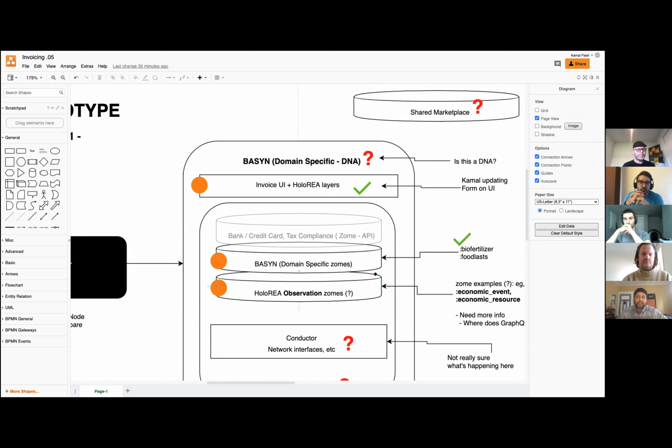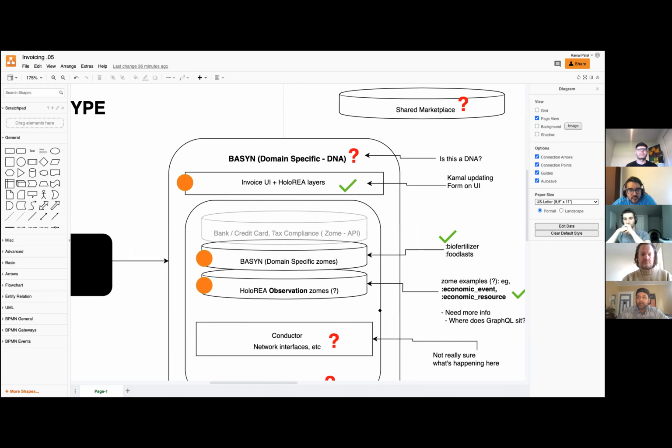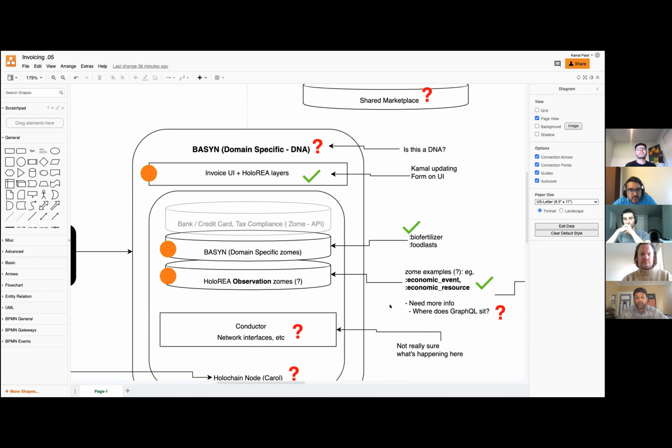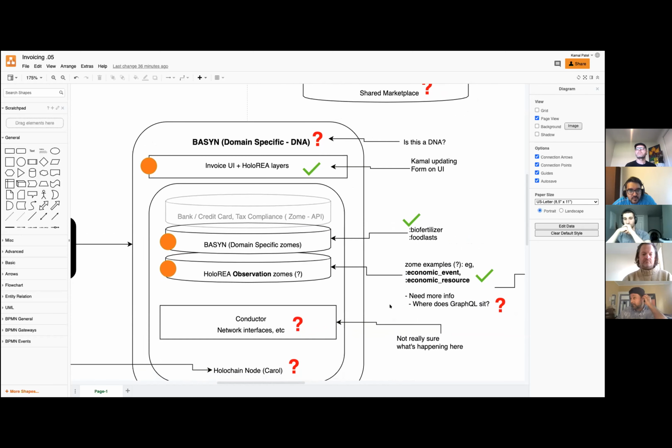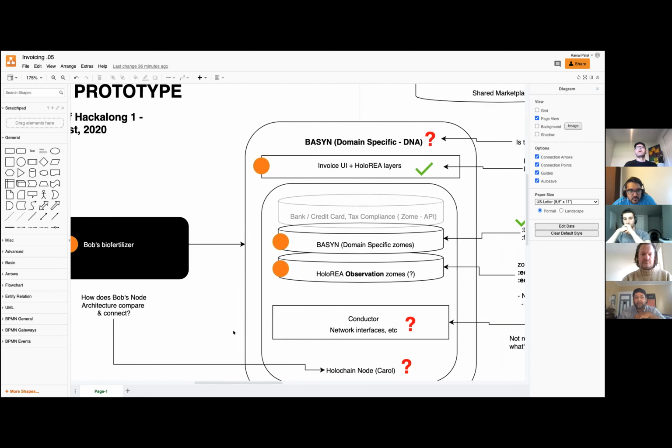And I'll show what that is in a second, but I think that would fit in somewhere in the stack. And that would also work with Holo REA. We're specifically using the observation layer right now, and Lynn would kind of correct us on anything we're wrong on. Some of those ideas are economic events and economic resources. So when POSPI did the prototype, they said economic event is trading, it's moving the biofertilizer from Bob to Carol, right? Bob had biofertilizer.